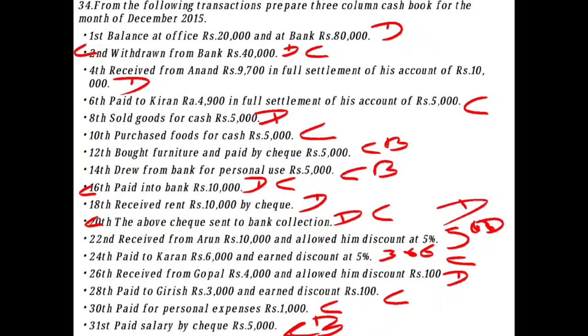And on 6,000 we have paid, with 5% earned discount, which means 300 we have earned as discount from this, so only 5,700 we have paid off. Whenever they give the percentage of discount, then you have to deduct it. Okay, keep it in mind.